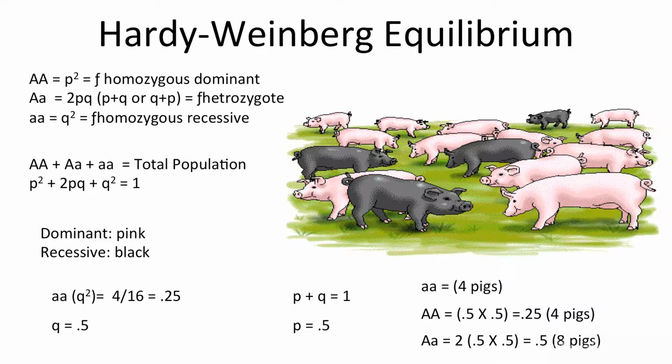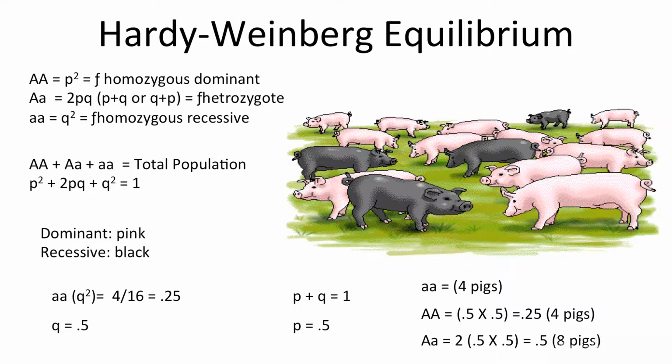So you can set up your math. You can say, in my population, I've got 4 out of 16 are black pigs, right? So 4 divided by 16 is 0.25. That is the frequency of the homozygous recessive. So q squared, the frequency of homozygous recessive, q squared equals 0.25. You just solve for q. Q equals 0.5. All right, take the square root.